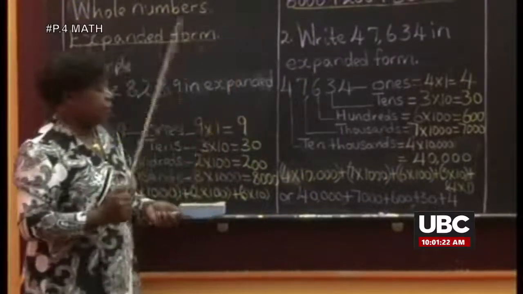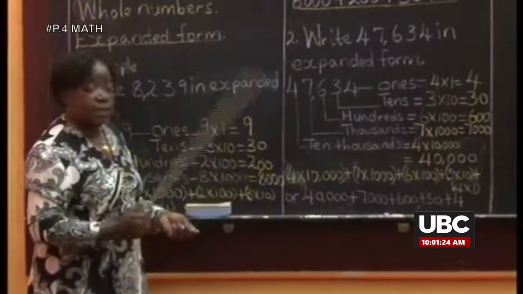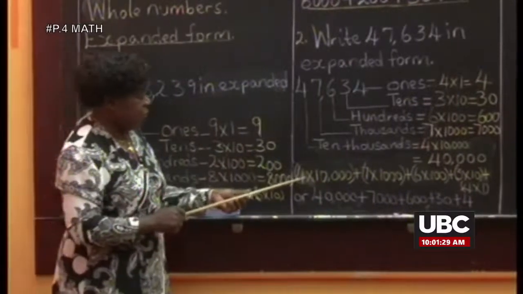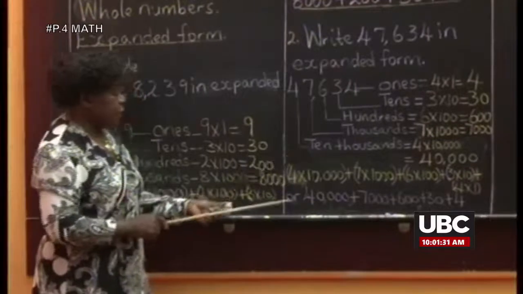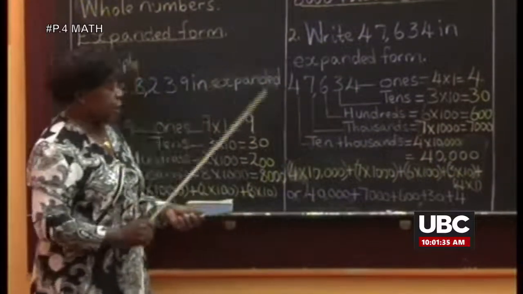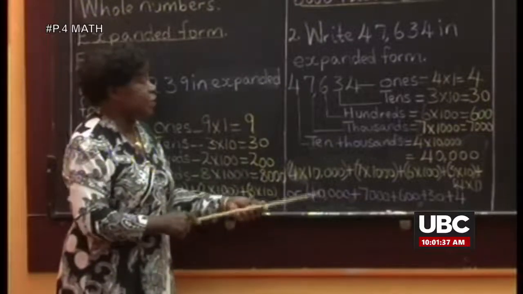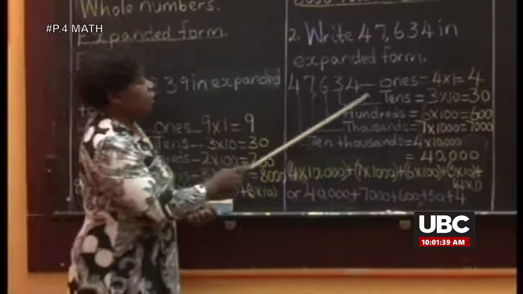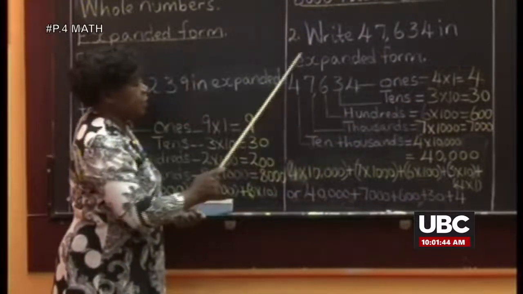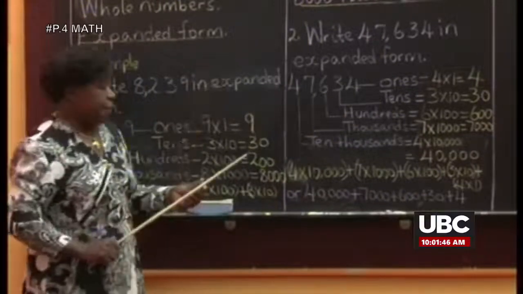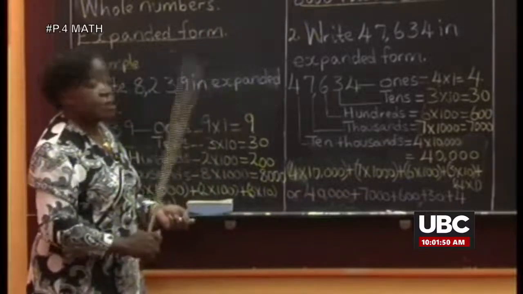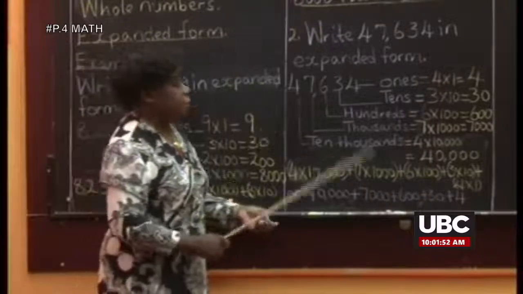47,634 in expanded form. And we are saying you can use any of these methods. The first method is by multiplication, and the second one is by using values. And I said that for us to expand these numbers, we've got to know the place values, and then you get the values of each of these digits in the given numbers, so that you can be able to write the numbers in expanded form.